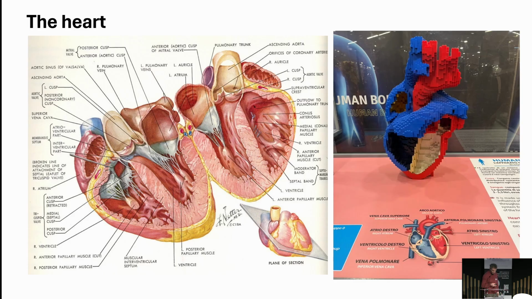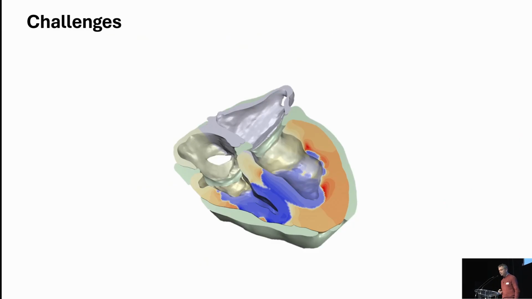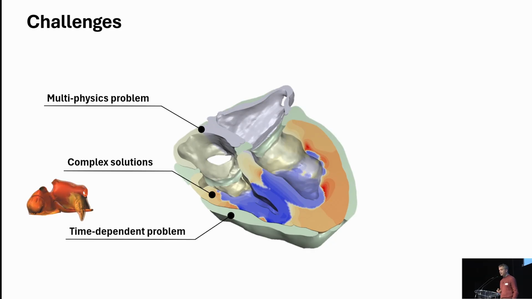Okay, but the anatomy is not that relevant except for the fact that it is a complex architecture, so to say. There are several challenges when you do cardiac modeling. Some I already mentioned. So it's a multi-physics problem, as I said. It has complex solutions, so similar to what we have seen before.